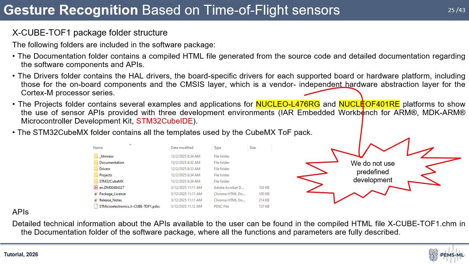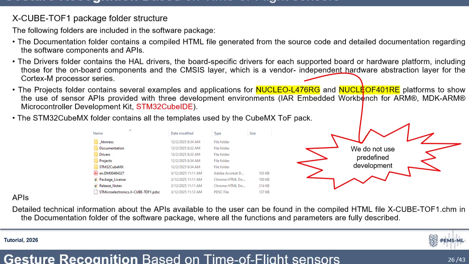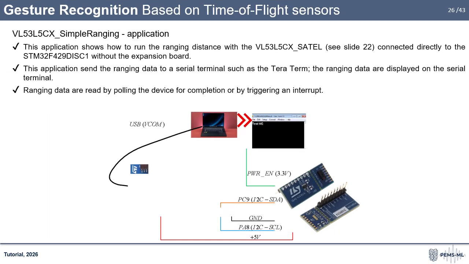This slide shows the folder structure of the X-CUBE-TOF1 software package. The simple ranging example demonstrates how to acquire raw distance data from a sensor, send it to a microcontroller, and display it on a serial terminal. This complete data flow forms the foundation for more advanced processing, including gesture recognition algorithms. The next slides will guide you through a step-by-step explanation of how this simple ranging example is implemented.